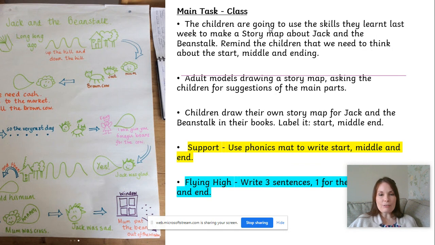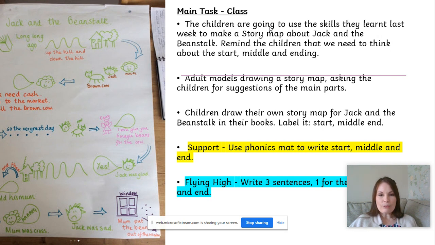Now at school, I'm going to model, that means show the children, remind the children how to draw a story map. So if you feel, adults at home, that you would like to give your child a reminder or do a practice one together first, then you can do that too. You can do that in your purple book, a practice one first, or on some scrap paper, or however you would like to do it.